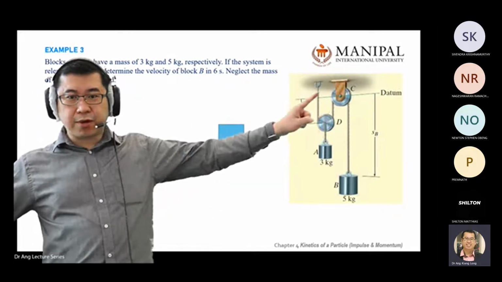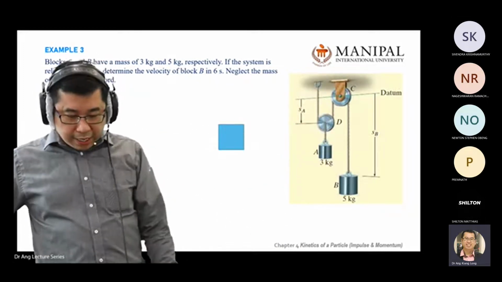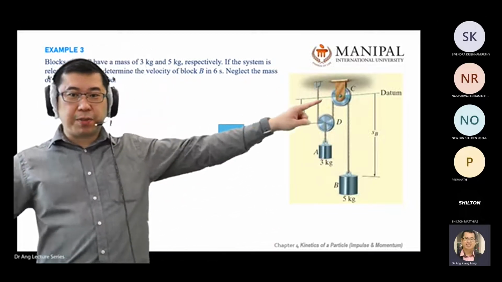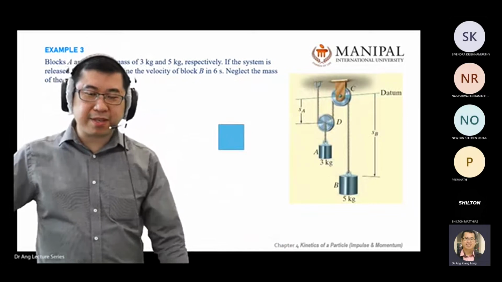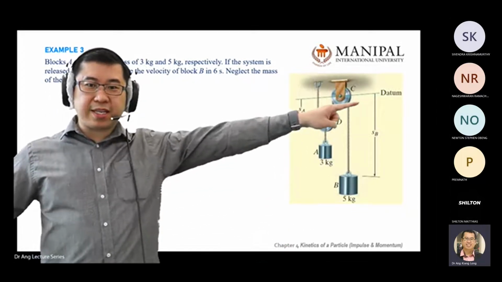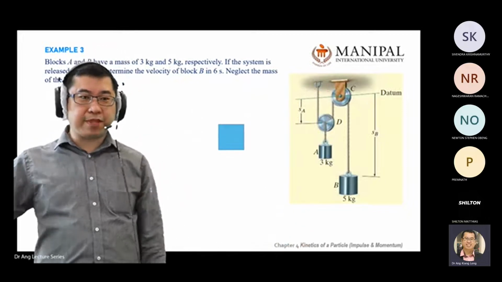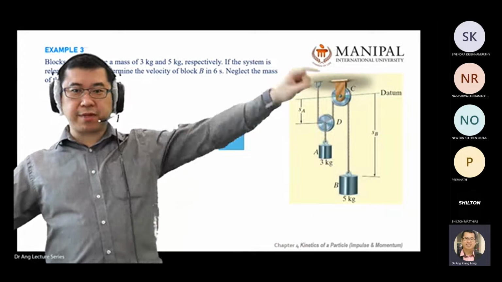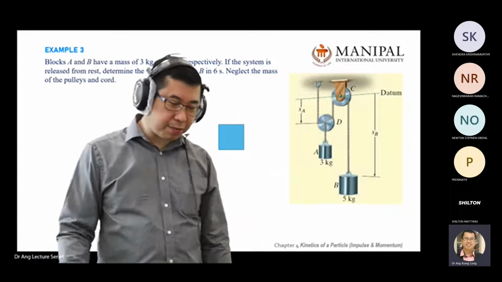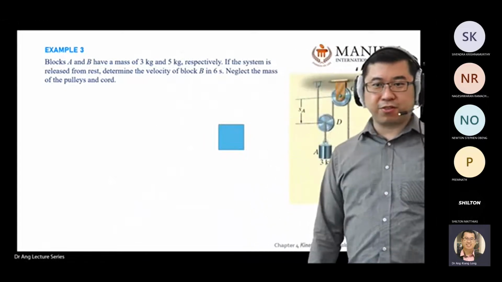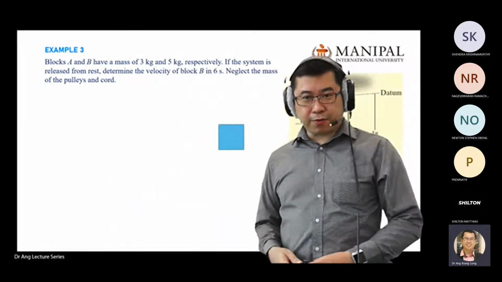Be careful every time you see a datum, if it comes into energy, potential energy below the datum is negative energy. Just to recall, anything below the datum gives you negative potential energy. Anything above the datum gives you positive potential energy. But this is just a recall for chapter 3. Okay, back to this chapter 4 question.